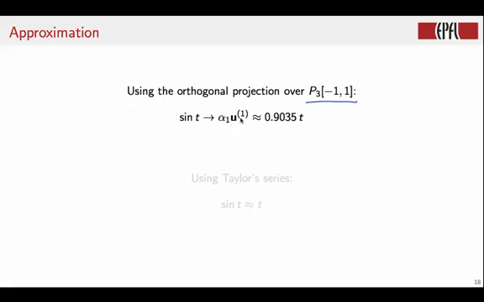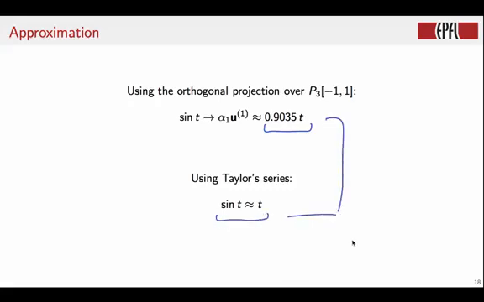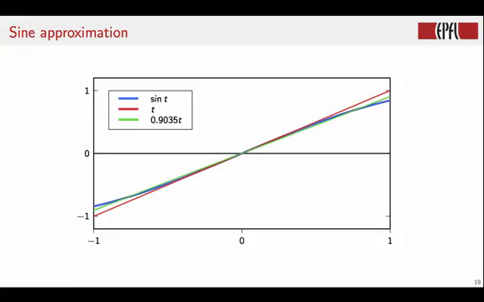And if you go back to the definition of u1, you can see this is equal to 0.9035t. This is similar, but not quite identical to the standard approximation for the sine around 0 given by Taylor's series, which is sine of t approximately equal to t. So in both cases, we're approximating the sine with a straight line, but the slope is a bit different. Let's see how this affects the approximation result.